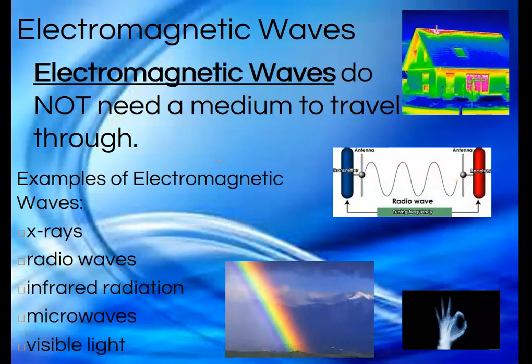Electromagnetic waves are waves that do not need a medium to travel through. Examples of these electromagnetic waves are X-rays, radio waves, infrared radiation, which we get from sunlight sometimes, microwaves, and visible light. These are electromagnetic waves.